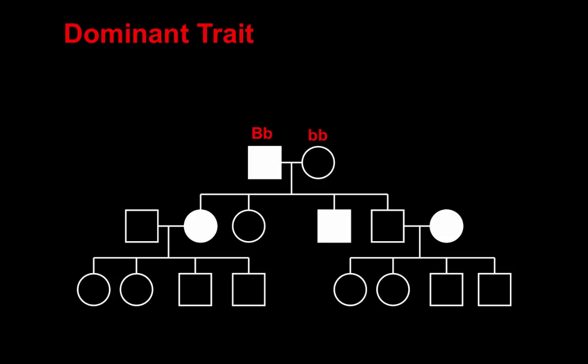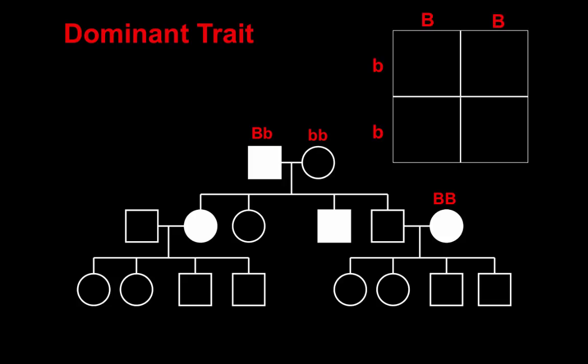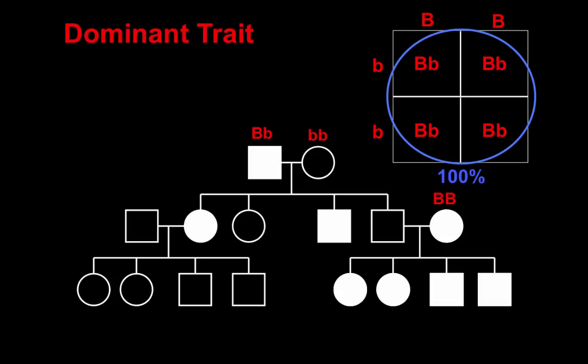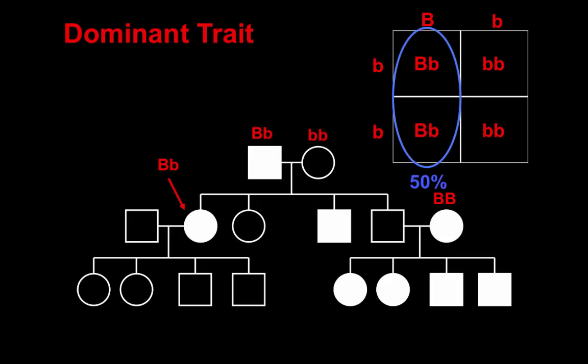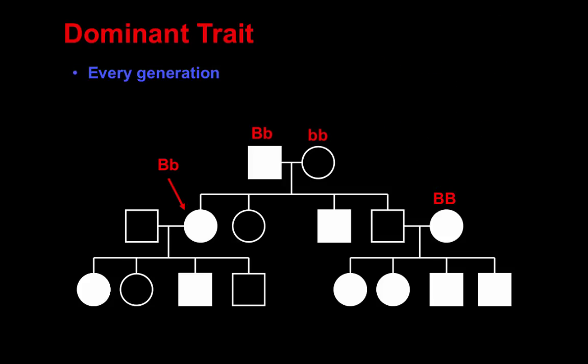Let's say this individual marries a woman who has the trait and she's dominant. If we do our Punnett square, you'll see every single one of our offspring are going to have this trait because they're all heterozygous. Over here, that person's heterozygous, meaning again, we're going to be about 50-50. So you can see in every single generation, we have individuals that have this trait. And we don't have any carriers, because again, you can't be a carrier of a dominant trait.